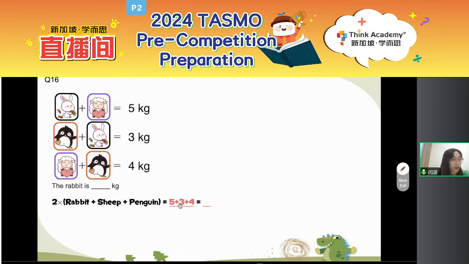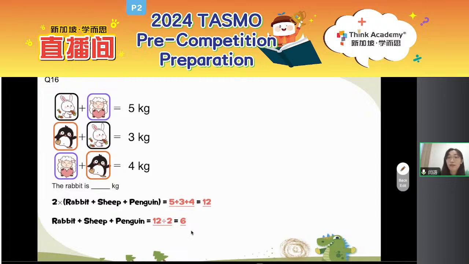Wow, what is 5 plus 3 plus 4? Let me check your calculation. What is it? 5 plus 3 plus 4 equals? Okay, correct. Equals 12. Okay, so following this, we already know that if two groups of rabbit plus sheep plus penguin equals 12, what about one group of rabbit plus sheep plus penguin? Yes, you just use the total 12 and then divide it by 2. So here we can get for one group, that is 6 kilograms.